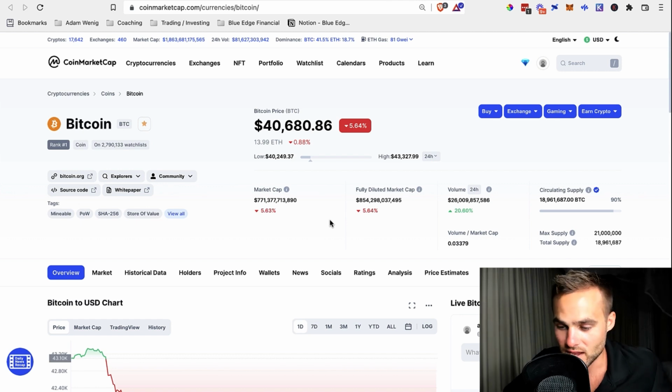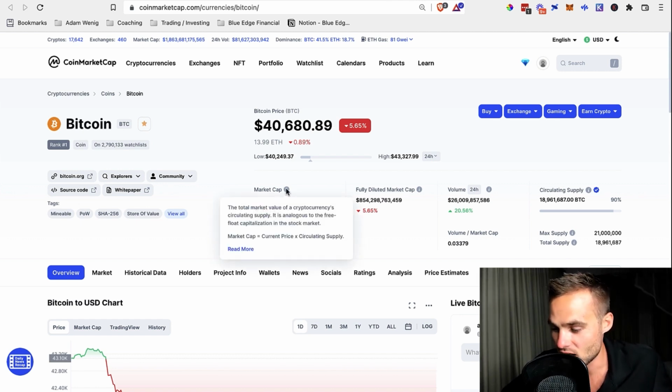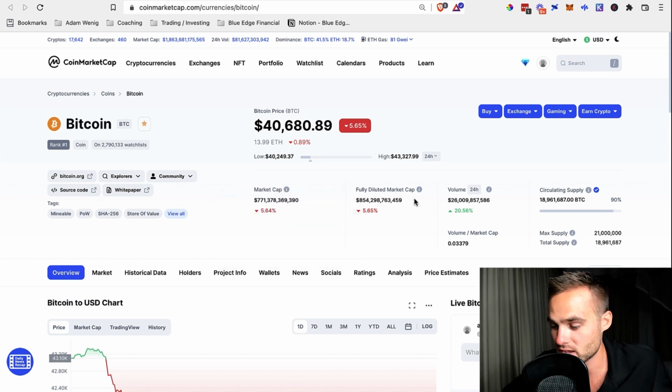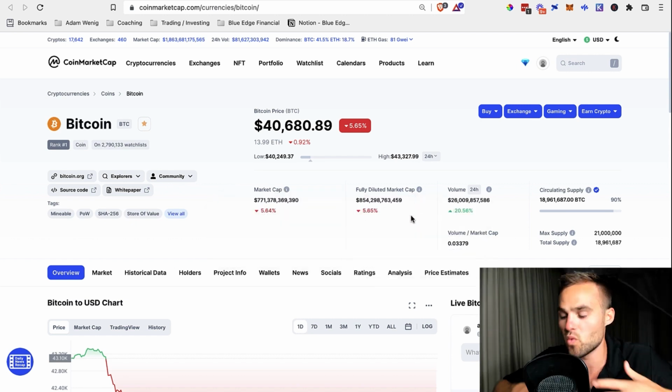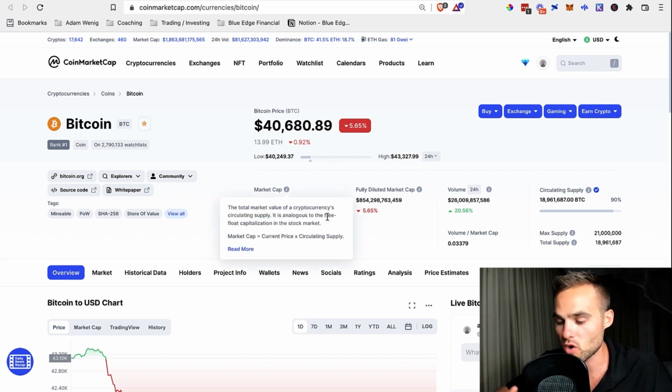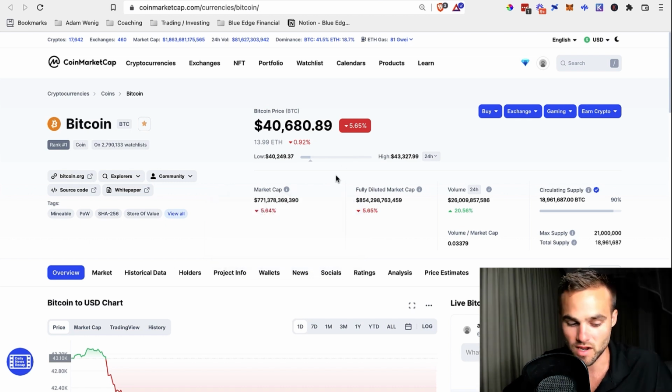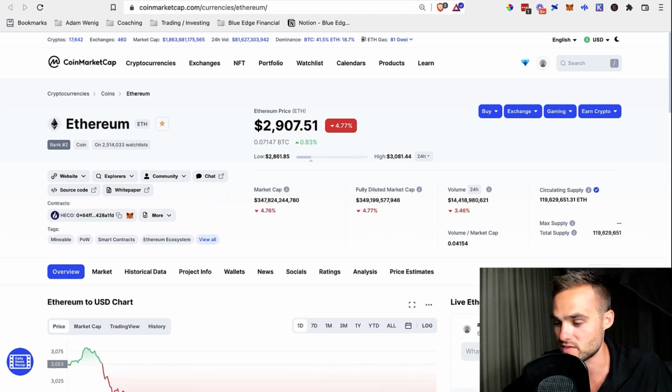Now, one thing when analyzing tokenomics is that you want to find where there's not a huge discrepancy between the market cap and the fully diluted market cap. If the fully diluted market cap is way bigger than the market cap, this means that a lot of coins are still yet to be issued. And this could potentially have a downward effect on the price of the asset.